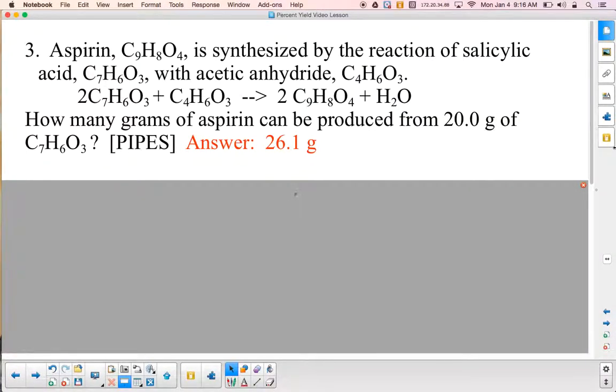Let's look at an example of a percent yield problem based upon your basic stoichiometry practice problem number 3, part A. If you've completed this problem, you should have found out that if you reacted 20 grams of C7H6O3 to produce aspirin, which is C9H8O4, you should have been able to produce 26.1 grams of aspirin. If you haven't worked this problem yet, stop now, complete this problem, and then resume this video lesson.